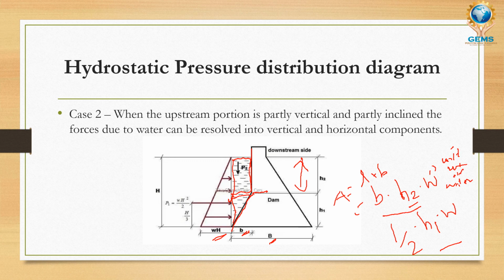After this we see the inverted triangular portion, which has an area of half into BH. I explained in the previous slide what half into BH is. Here it is entirely different from the previous portion. It has an inverted triangle only up to half of the dam on the upstream side. So half into B, where B is the height of this inverted triangle.